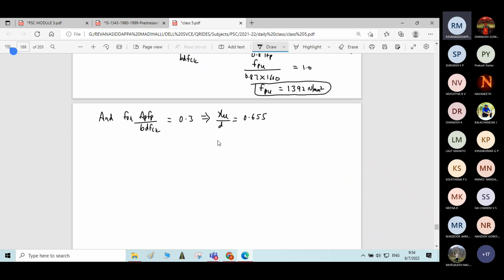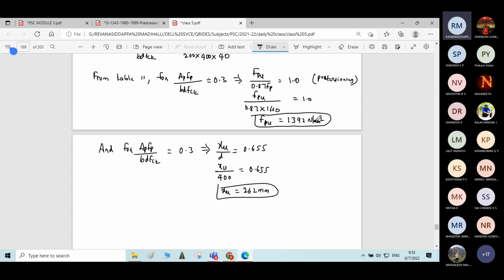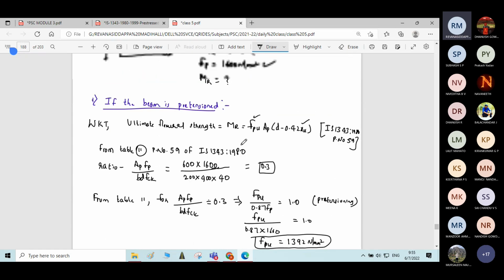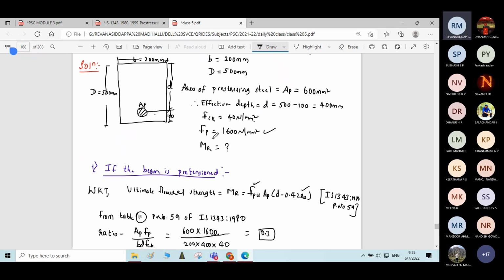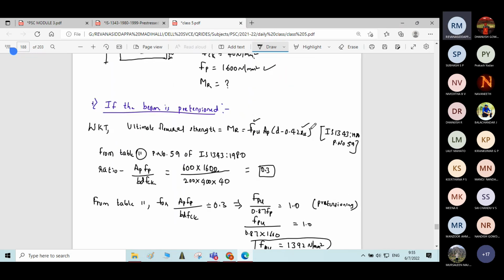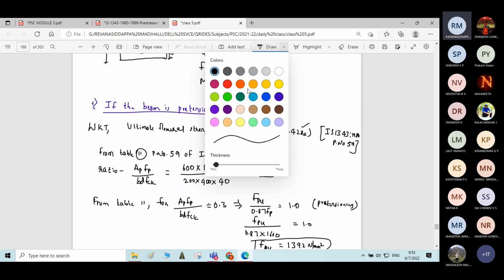So just substitute the effective depth value here. XU by 400 is equal to 0.655. Therefore, XU is equal to 400 multiplied by 0.655, which gives 262 mm depth of neutral axis. Now you have the depth of neutral axis and the ultimate tensile stress in the pre-stressing steel. Substitute in this equation. Call this equation number 1.